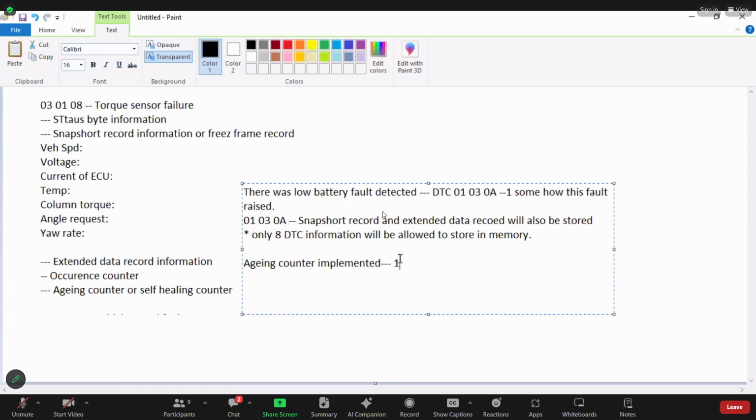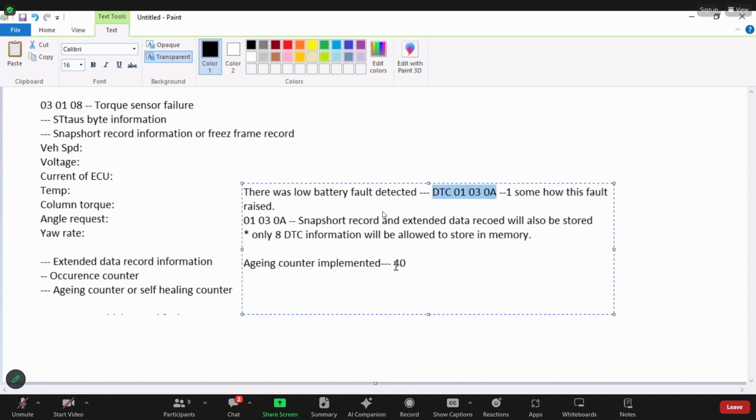We again came back home, turned off the vehicle, ate biryani and slept. Now next day again, we woke up, turned on the vehicle, we went for the drive and this low battery voltage fault was not detected. Then this DTC's aging counter will increment to 2. Likewise, it happened for 2-3 months, and in 2-3 months, 40 times we went for a drive and this fault was not detected.